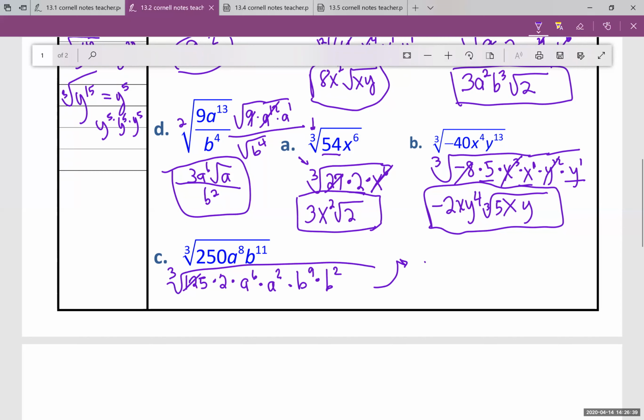Okay. Can we take the cube root of 125? Yes, it's 5. Can we take the cube root of 2? No. That'll stay underneath the radical sign. Can we take the cube root of a to the 6th? Yes. Out comes a squared, 6 divided by 3. Can we take the cube root of a squared? No. Can we take the cube root of b to the 9th? Yes. Out comes b to the 3rd power. And then this b squared is going to have to stay. So then I'm going to do the cube root of 2a squared b squared. And that is the answer.